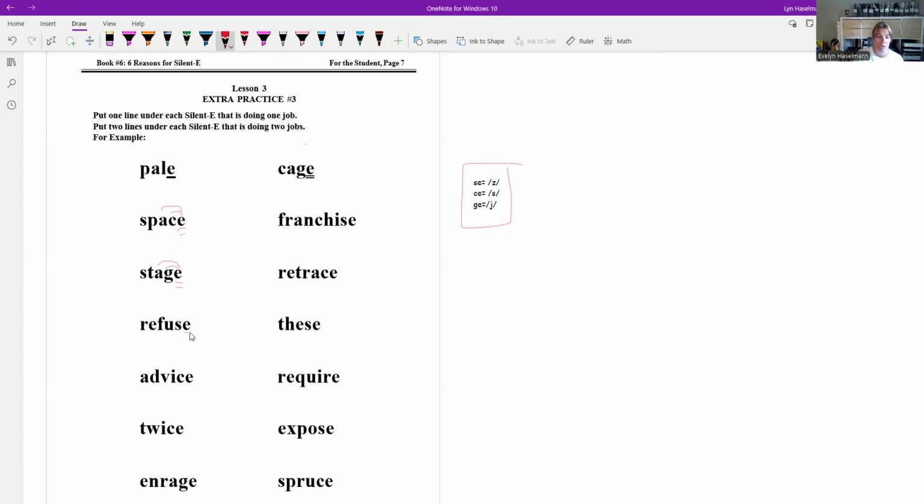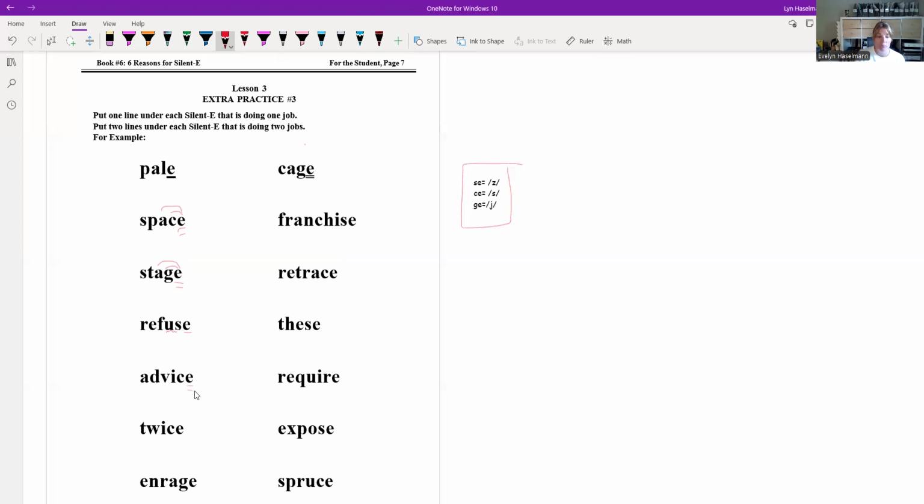Refuse. This only has 1 job. You might think, and your student might think, that it is making the U say its long name, U, and it's also making the S say that Z sound, but it is not. It's very technical, but it's actually this vowel U is forcing this S to make its vibrating sound. So actually this only has 1 job.